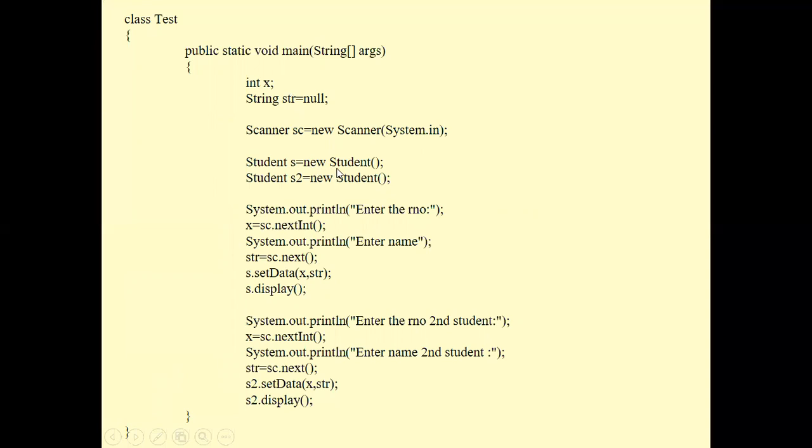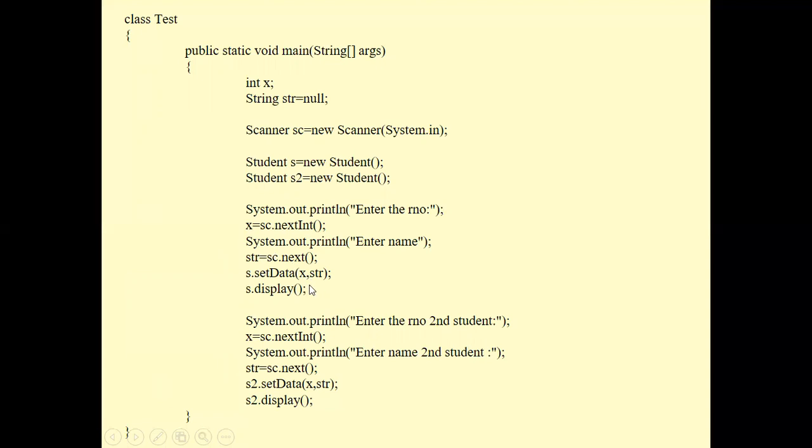Now, a Student object is created. The first Student object is created. Name of that object is S1. Second Student object is created, and name of that object is S2. Now, using the Scanner class method nextInt, register number of the student is read from the keyboard, and that is stored in the variable x. Then, using the Scanner class method next, a string, that is name of the student, is read from the keyboard, and that is stored in the variable str.